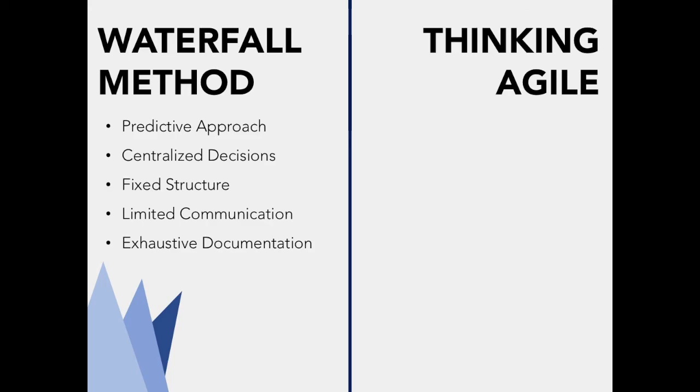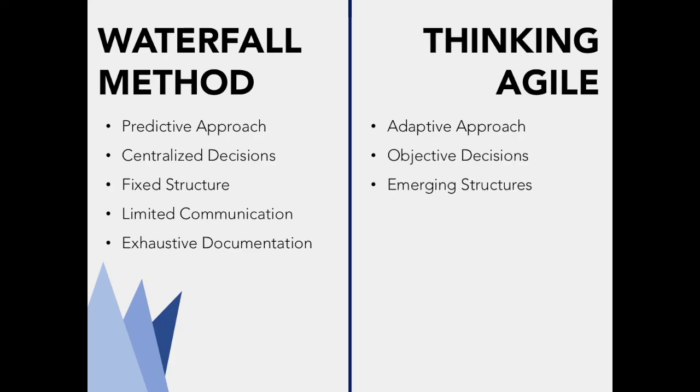In contrast, thinking Agile is more adaptive. Management is led by objectives. Emerging structures dictate organizational style. Teams are collaborative and value shared learning. And there is a high degree of flexibility with regards to documentation.